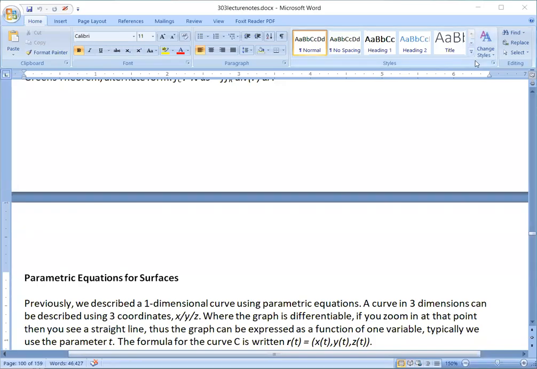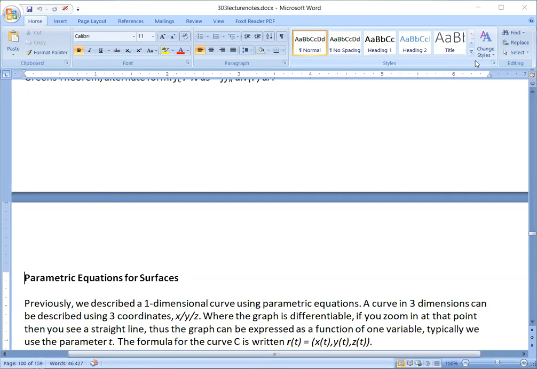So now we begin with parametric equations for surfaces. Okay, so where is this coming from? Previously, we described a one-dimensional curve using parametric equations. So imagine that curve existed in 3 dimensions. So you could describe it in 3 coordinates. And of course, we use X, Y, Z coordinates typically.